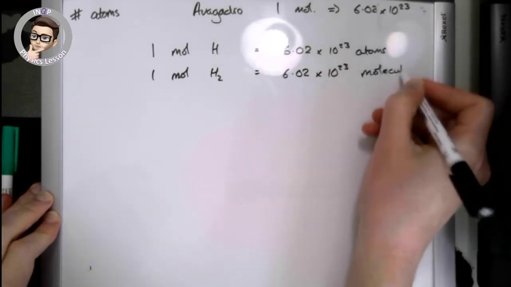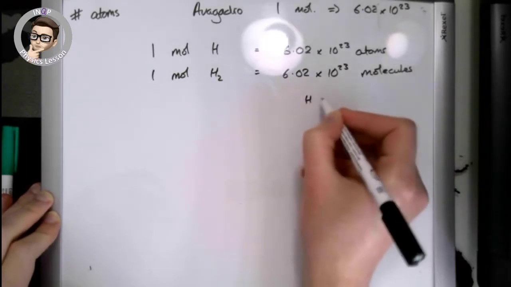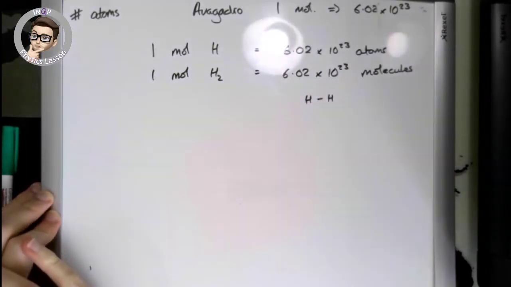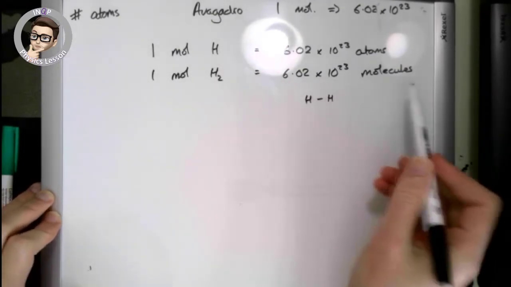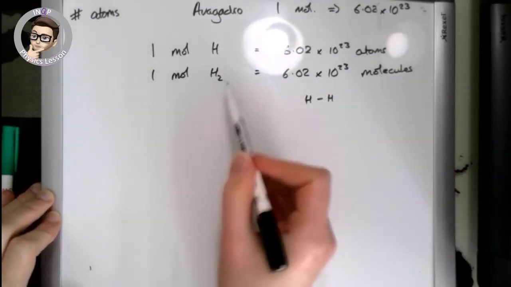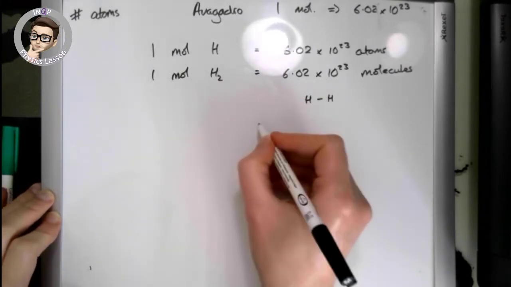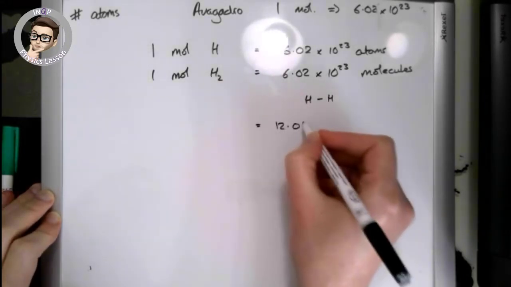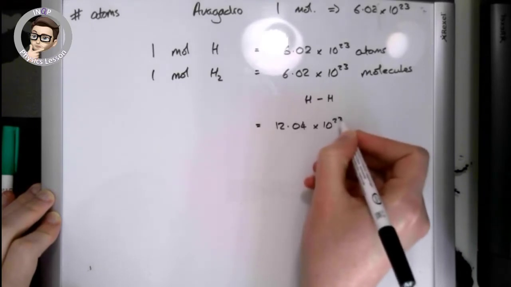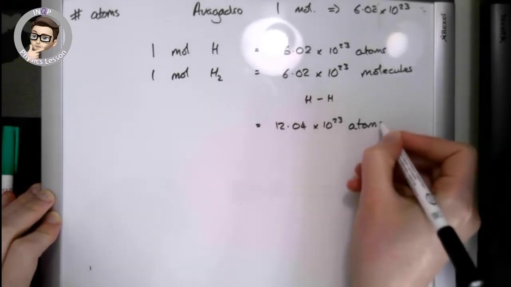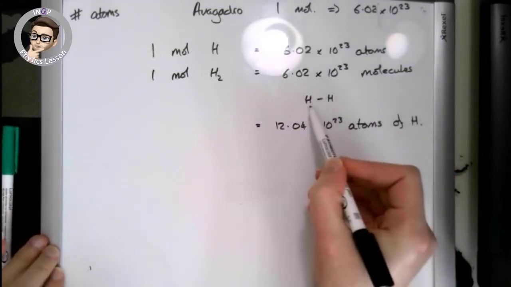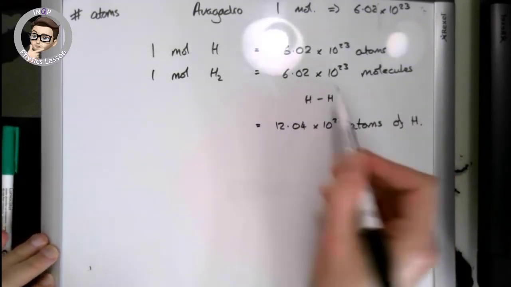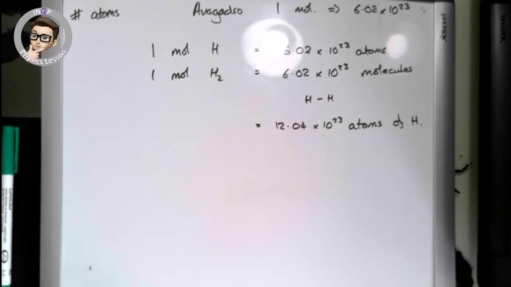molecules. Why is it a molecule this time? Because those hydrogens are bonded together. So no longer a single hydrogen, we've got hydrogens bonded together, which makes it a molecule. But if I wanted to know how many hydrogens I would have, then in fact I would have 12.04 times 10 to the 23 atoms of hydrogen. Because each one comes with a pair, so there would be two lots of what I have in my molecule.